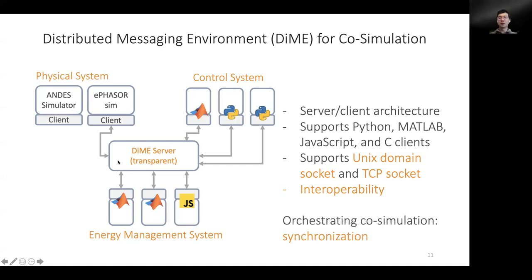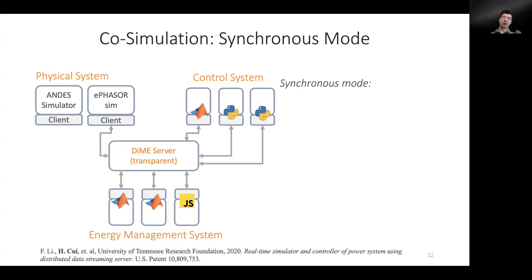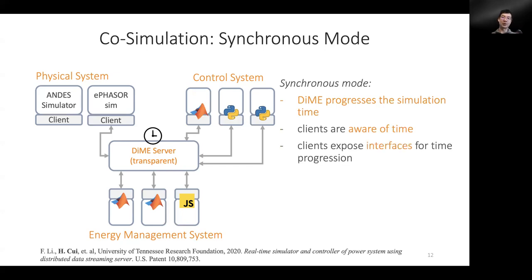So with the data exchange in place, the next step to orchestrate those models for co-simulation is synchronization. DIME provides two approaches for synchronization. One is synchronous and the other one is asynchronous. In the synchronous mode, DIME progresses the simulation time for all the clients, including the simulator, which typically runs on its own. So clients are usually aware of time, and the clients will expose an interface for DIME to progress the simulation time. One use case of the synchronous mode is the model-driven control, because the model solvers need to be aware of the time step size to solve the system.